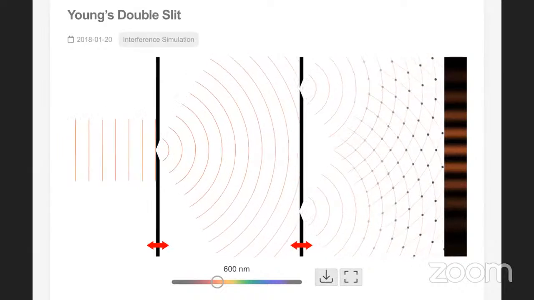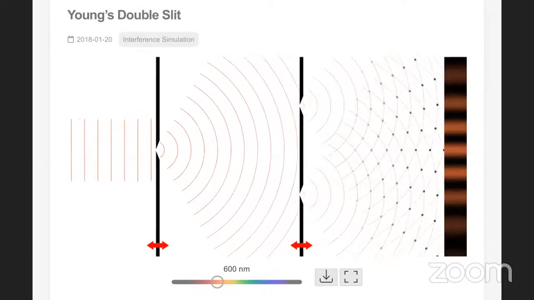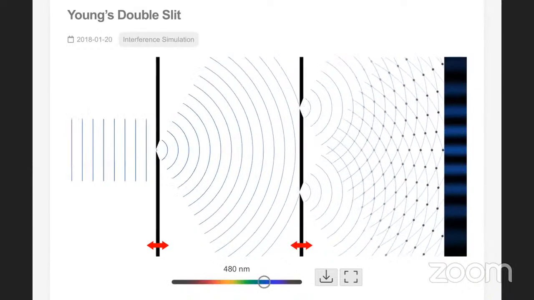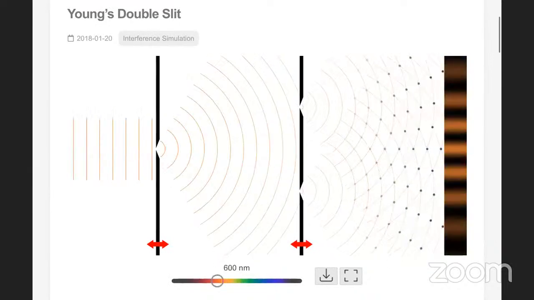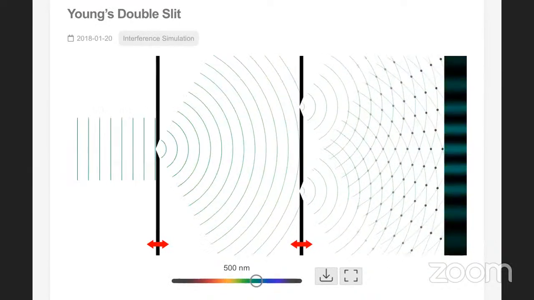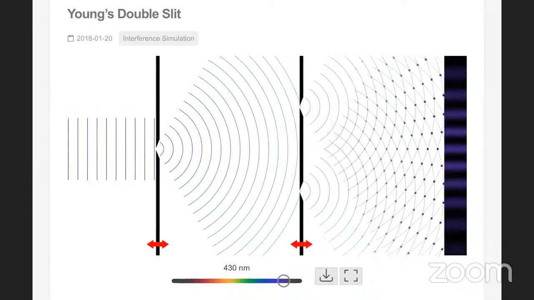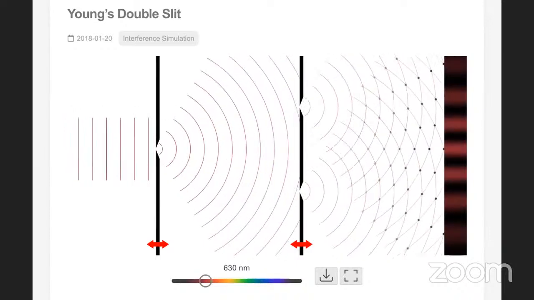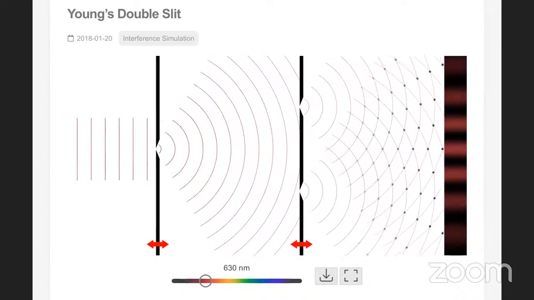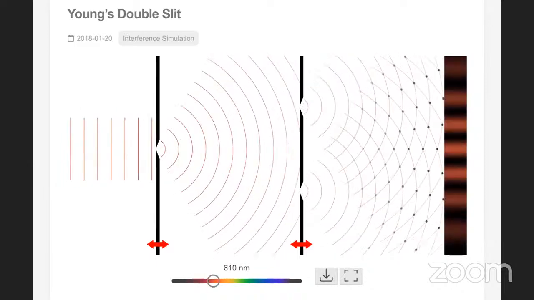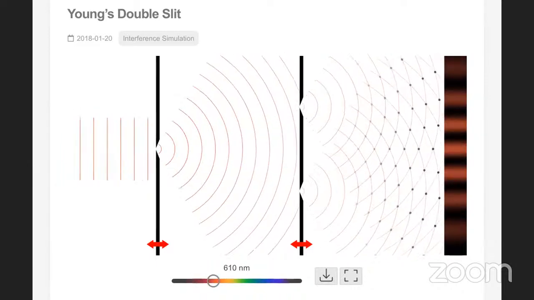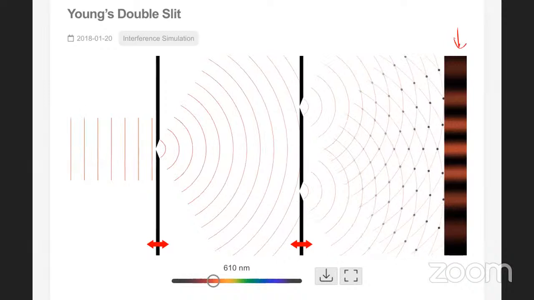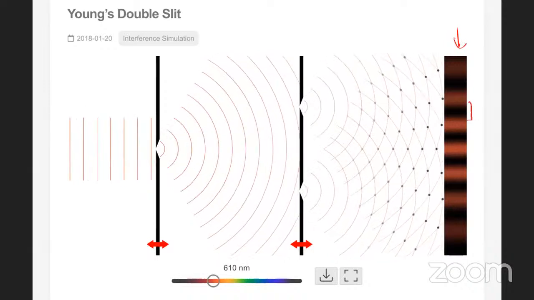Okay? And if I were to change the wavelength, I'm going to change the wavelength to about 480, 500. As I decrease the wavelength, the fringes come closer together. As I increase the wavelength, you'll see the fringes getting spaced out some more. Remember, all we're focusing on is this space, whether it's getting larger or smaller.